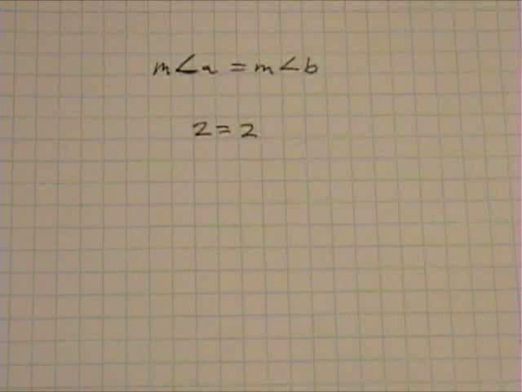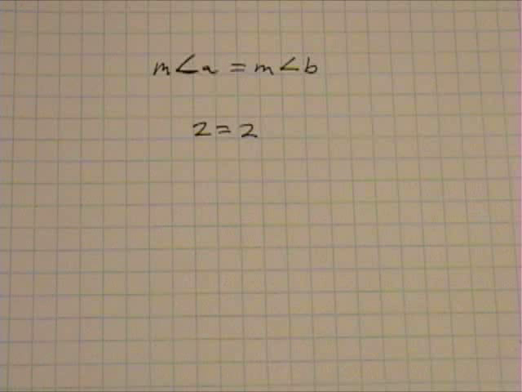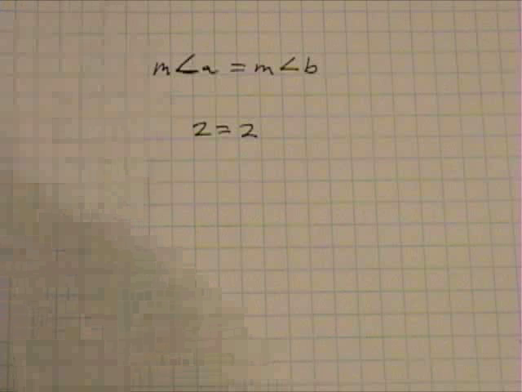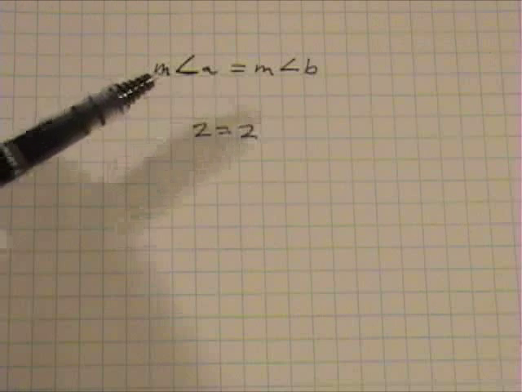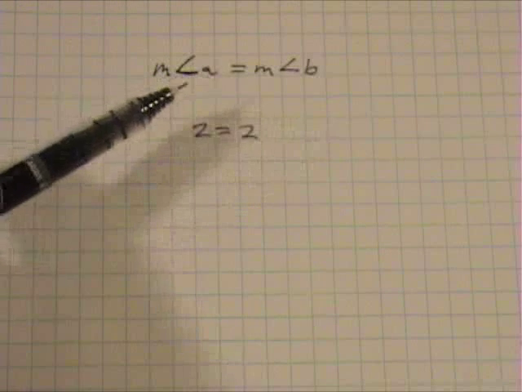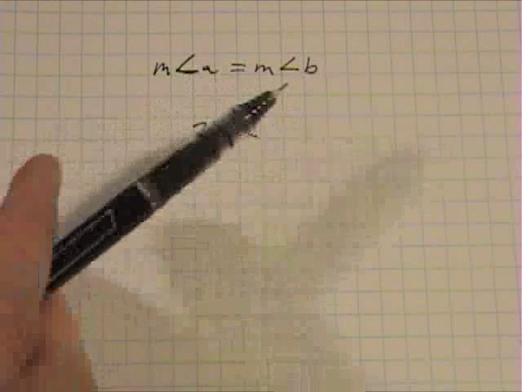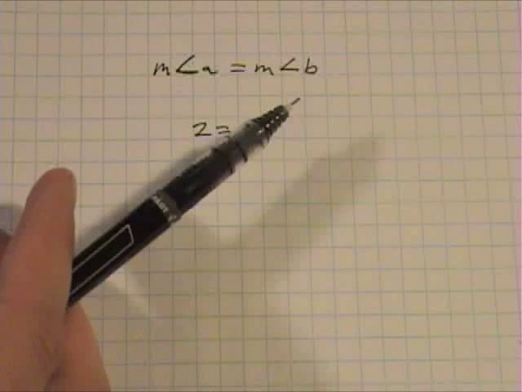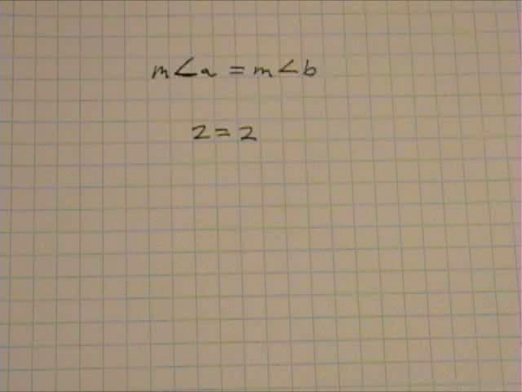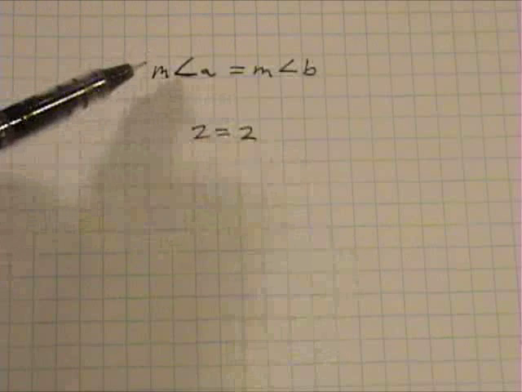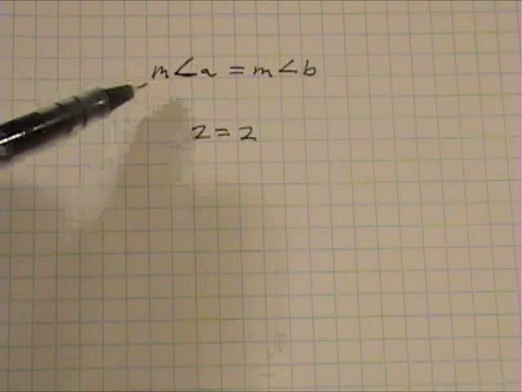Properties of equality and properties of congruence are pretty much the same. When we're talking about two angles that are congruent, that means that the measures of their angles are the same. So angle A and angle B have the same measure. Now, there are multiple properties such as addition, subtraction, multiplication, and division that you already know from algebra. And those are true for both regular numbers, regular equations, and the angle equations.